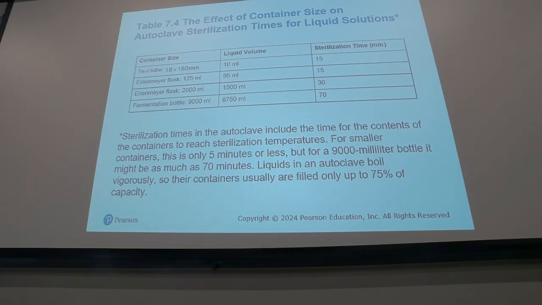In this table we have several examples. Test tubes that are 18 millimeters by 150 millimeters can hold up to 10 milliliters of liquid media, and in this case the sterilization time is 15 minutes. But when it comes to sterilizing 1.5 liters in a 2-liter Erlenmeyer flask, sterilization increases to 30 minutes. And of course, if you have large volumes, like in this case almost 7 liters, it takes 70 minutes.